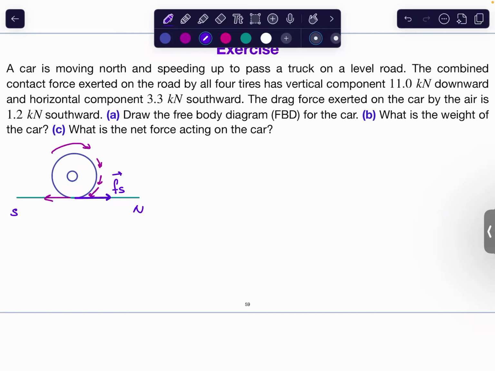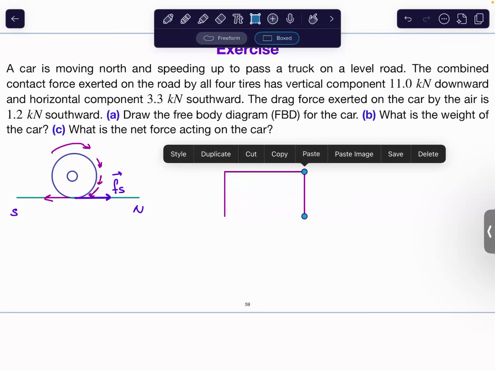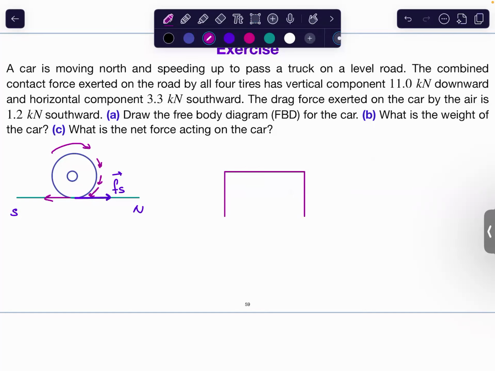So we also have a drag force on the car. So let's look at a free body diagram on what's happening to this car. So we're looking at all the forces on the car, okay? So that contact force that we talked about, that was the wheel applying force to the road. The friction force is the road applying force to the wheel, which is of course force to the car.